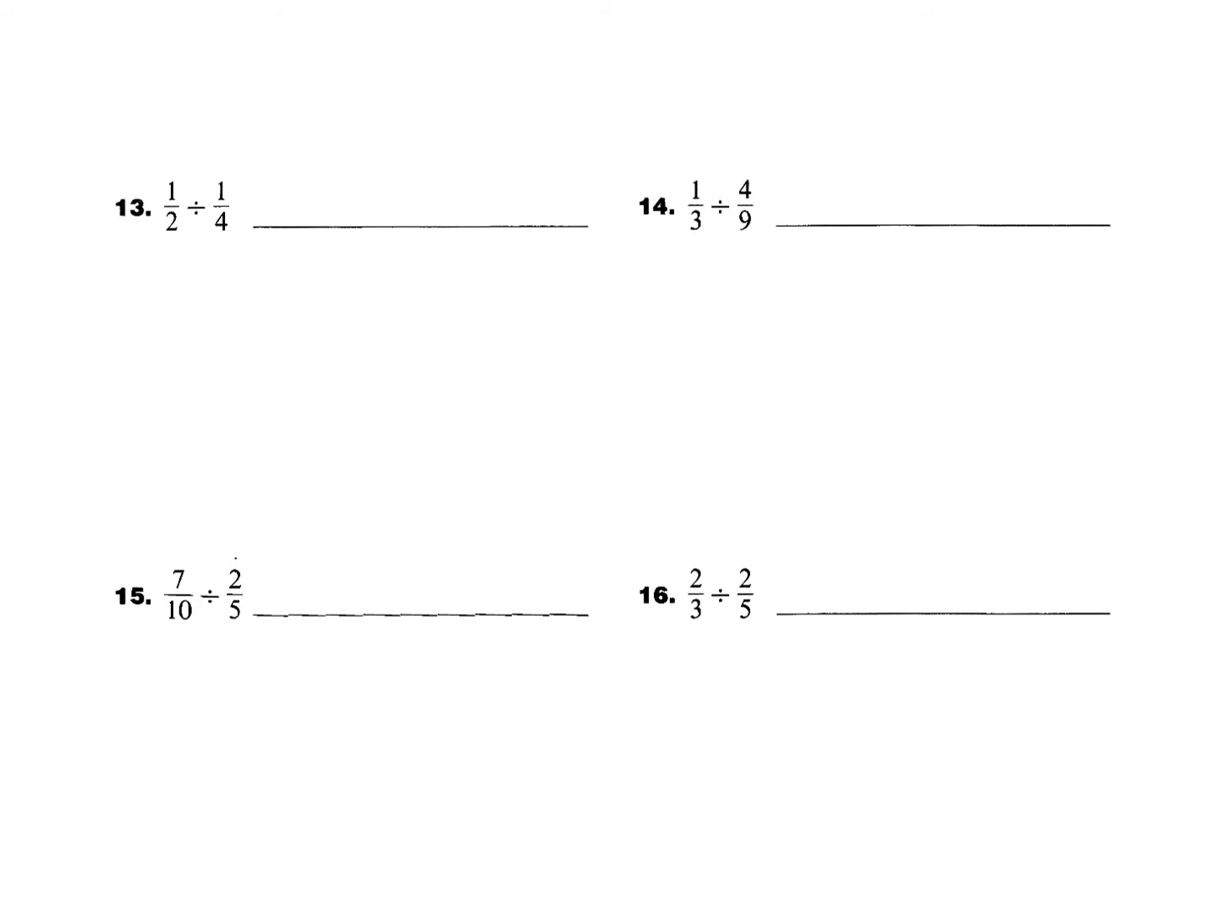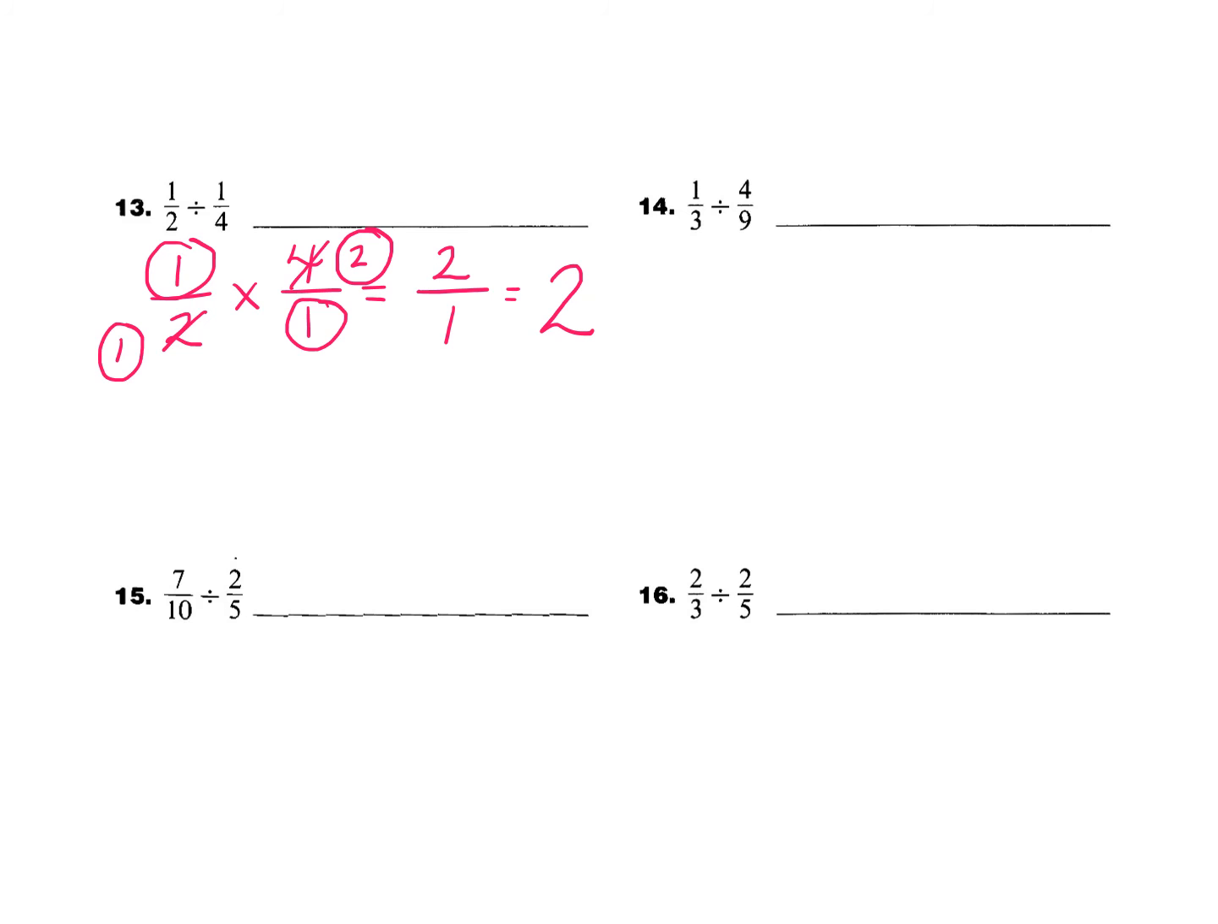Question number 13, 1/2 divided by 1/4. We're going to keep, change, flip. We can reduce before we multiply. 2 divided by 2 is 1. 4 divided by 2 is 2. 1 times 2 is 2. 1 times 1 is 1. 2/1 equals 2.